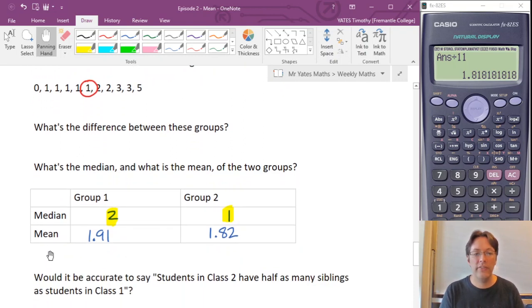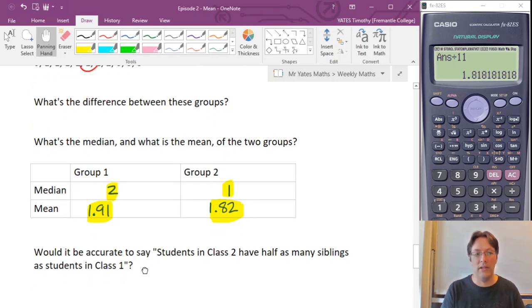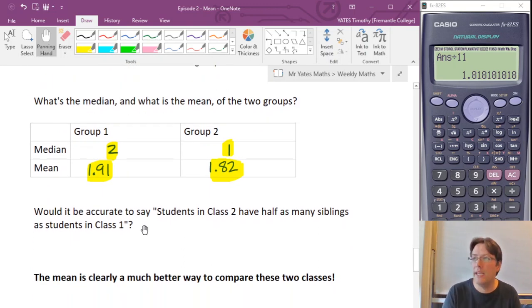So it's not. And this is where the mean is much more useful. So we want to use the mean to compare these 2 sets of data instead of the median, because the median gives us a completely wrong answer, unfortunately. It is not accurate to make this sort of statement that students in class 2 have half as many siblings as students in class 1. So here, the mean is clearly a much better way to compare these 2 classes. And that is a little bit of the difference between mean, median, and mode.